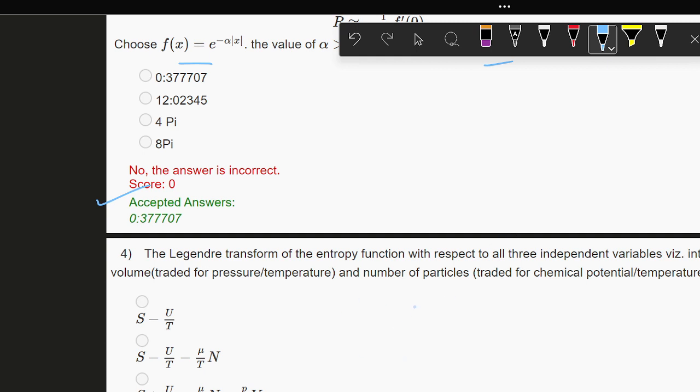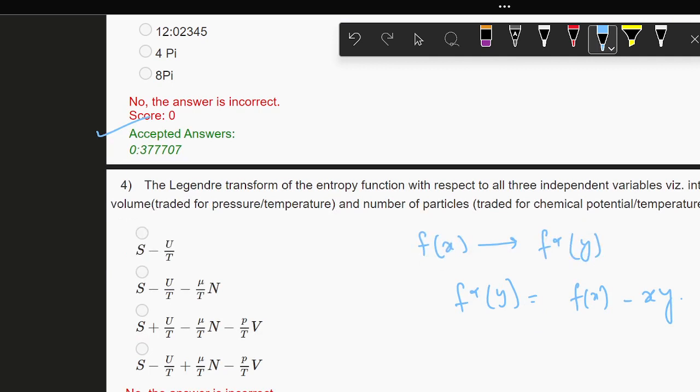The idea I will repeat is that when you want to transform a function of dependence on x variable to another new function which has a dependence on a new variable y, where y and x are related by y equal to df/dx. So how do you make that transformation? You take f star of y, the new function, as your old function f of x minus x times the new variable y. Okay. So we'll do a similar thing here.